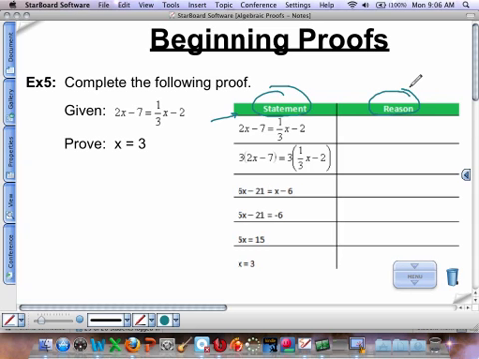Because the first line of any proof is always given. What information are you starting with? And that is your first reason. How do we know that 2x minus 7 is equal to 1/3 x minus 2? Because it is given to us. So the first line of any proof is always the given, or the given statement.